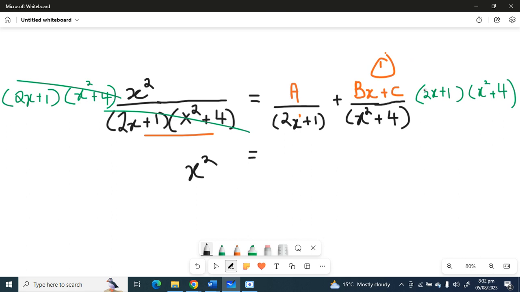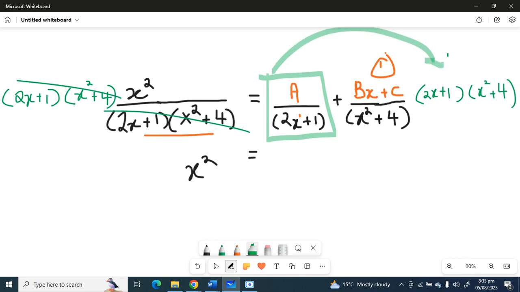All right, on the left hand side, this fraction multiplied by this expression here. We can see 2x plus 1, 2x plus 1 there. So we get rid of this 2x plus 1 and this 2x plus 1. So we remain with a times x squared plus 4. So I'm going to write here a open brackets times x squared plus 4.